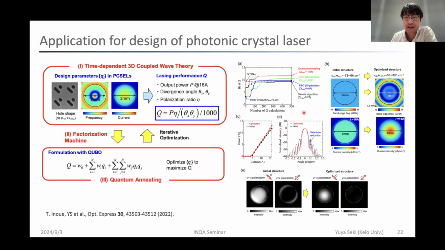Okay, here are the results. The left top figure represents the best Q value for each iteration step. The red line represents the results of FMQA, and the blue and green lines represent classical black box optimization methods, including a genetic algorithm and PSO, which are kinds of black box optimization approaches. As you can see, FMQA can find the highest lasing performance among these methods. And in addition to the high performance, FMQA can find the high value Q area compared to the other optimization techniques.